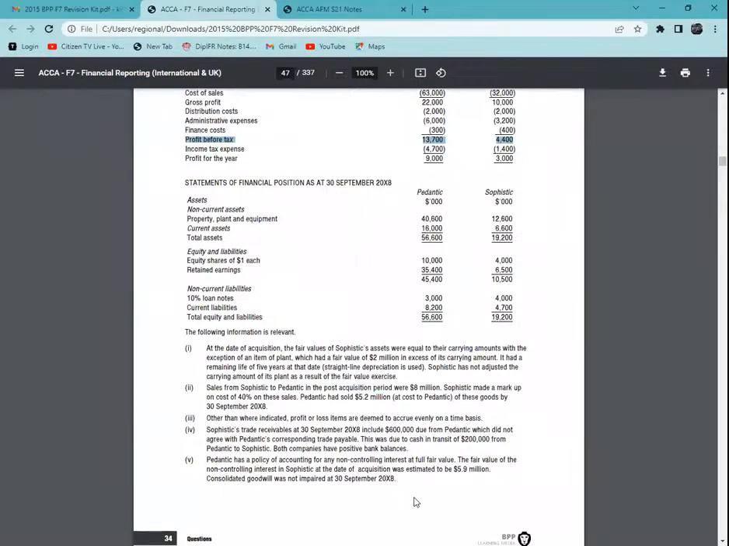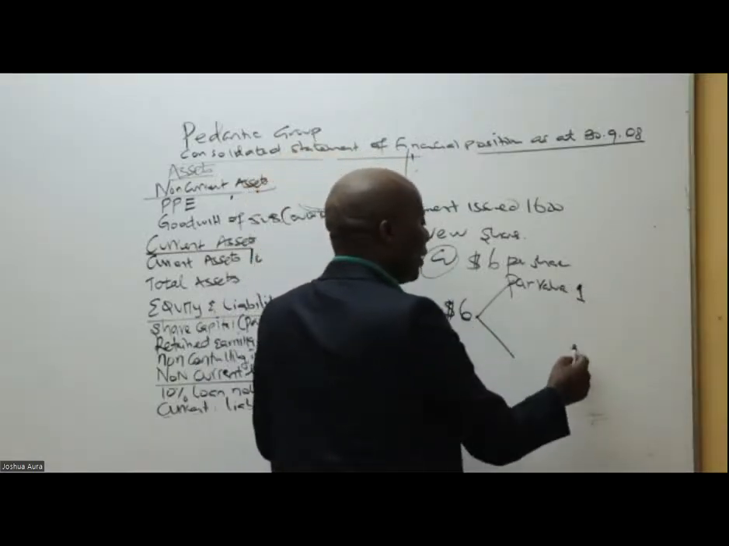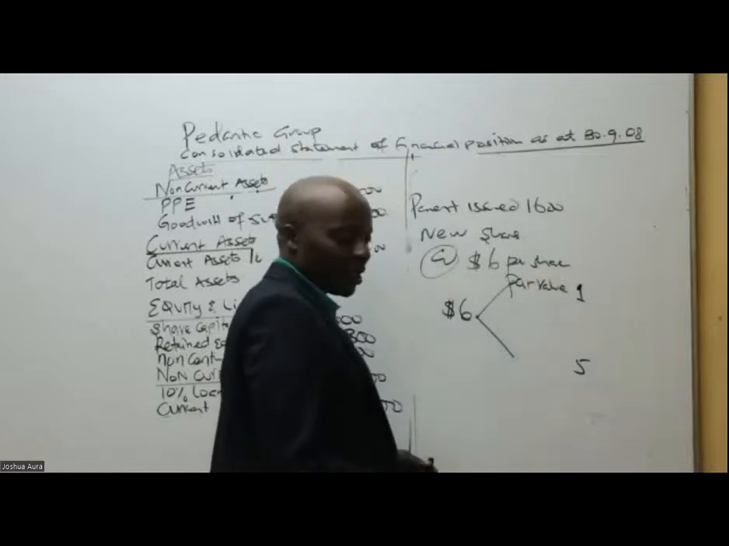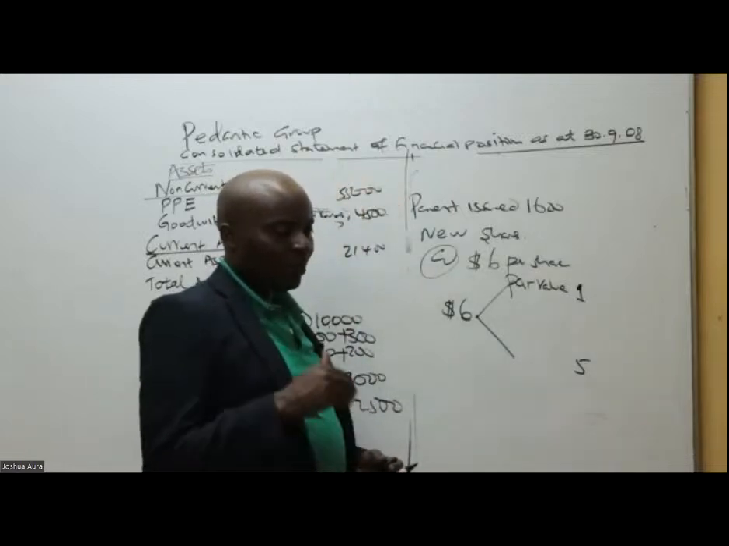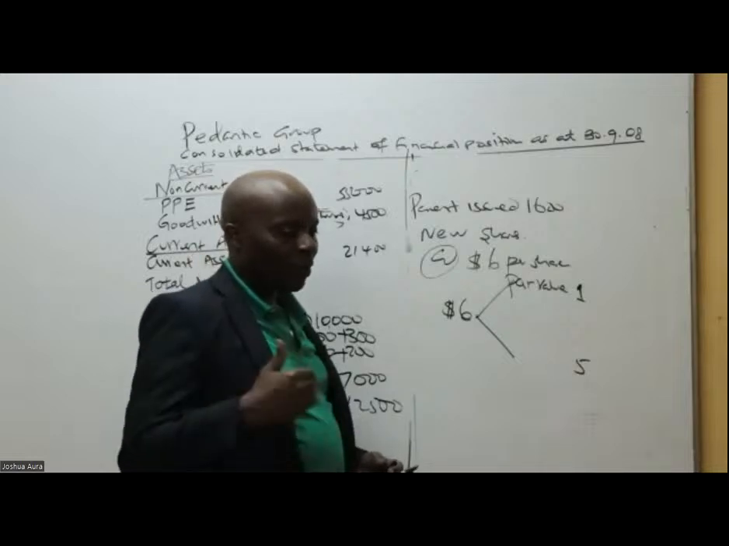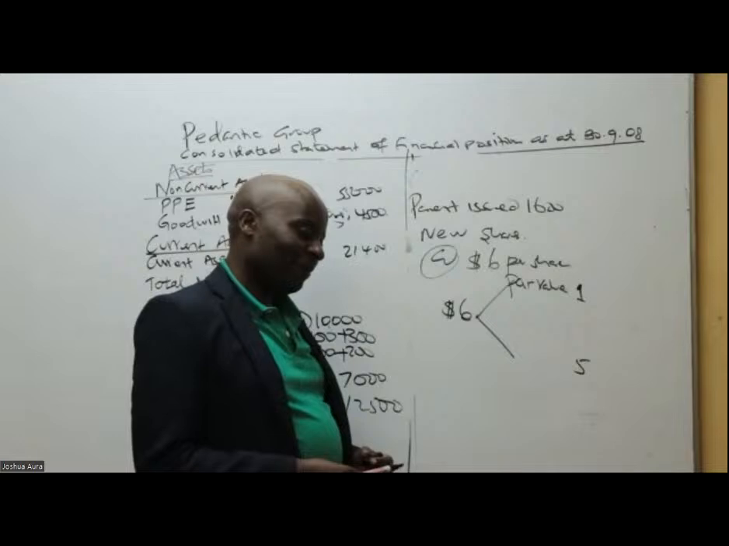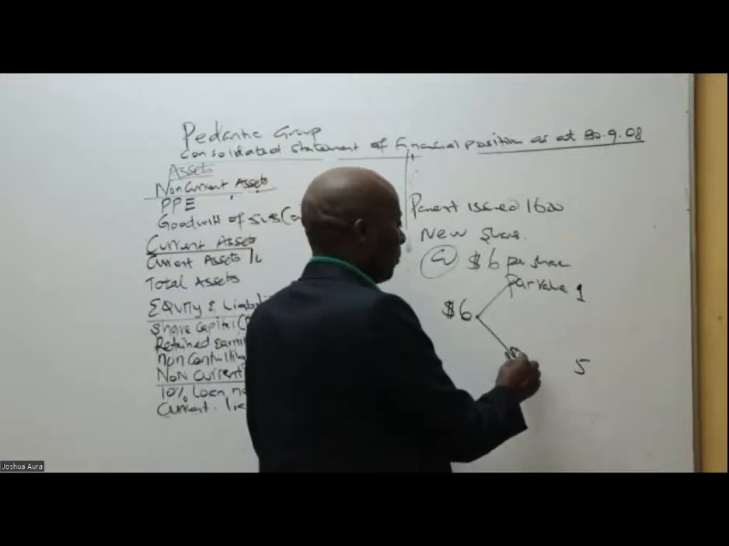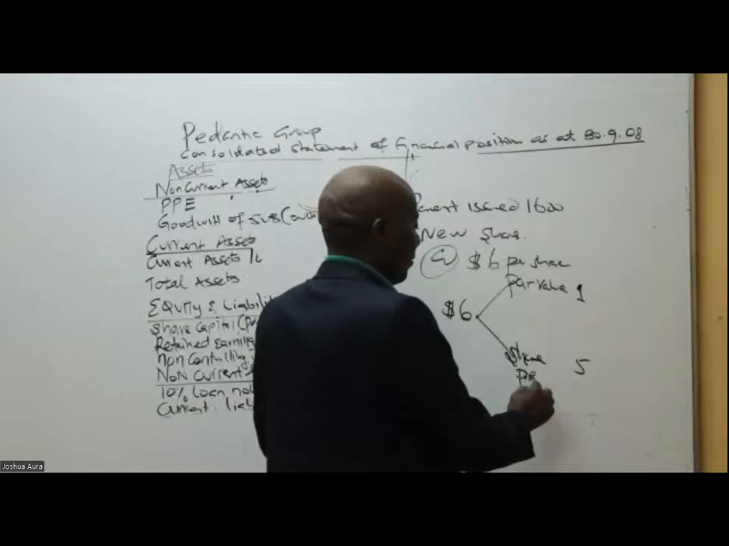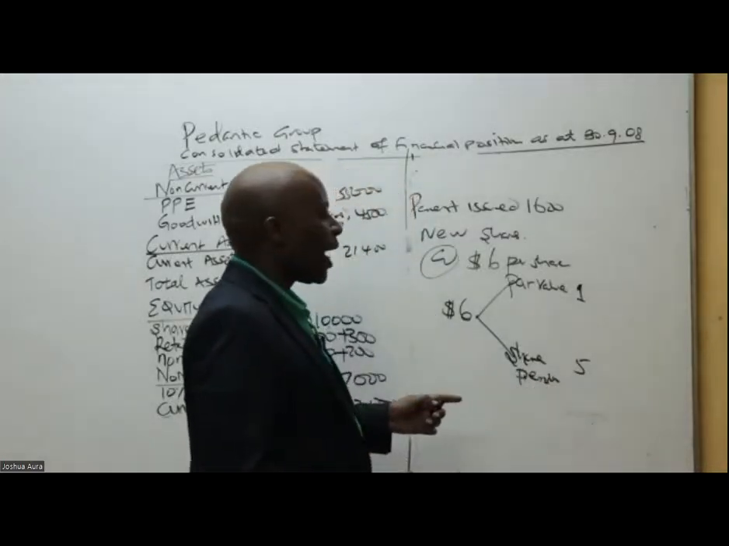So the par value is 1. So then what name do I give to this 5 for me to get 6? The amount issued over and above the par value should be given which name? Share premium. Thank you very much. So share premium is 5.